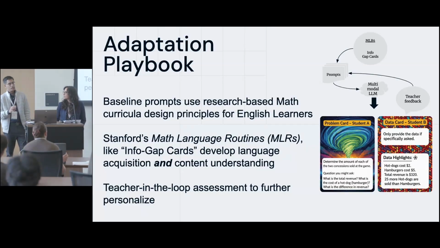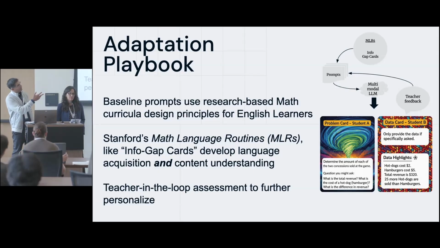So our adaptation playbook is focused initially on middle school math. We focus on this crucial stage of development because we know it's a predictor of future student success. We're going to leverage research-proven curriculum design principles designed for English learners and off-the-shelf LLM-agnostic prompts that can help teachers implement these activities. We also have a teacher-in-the-loop assessment approach that allows us to further personalize based on a student's language proficiency.